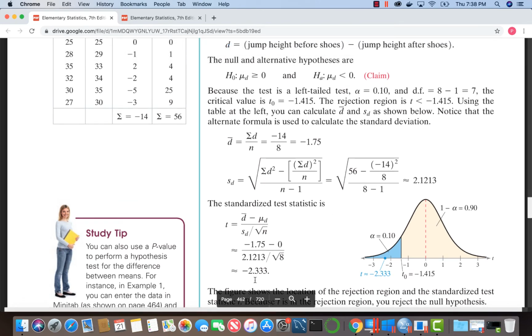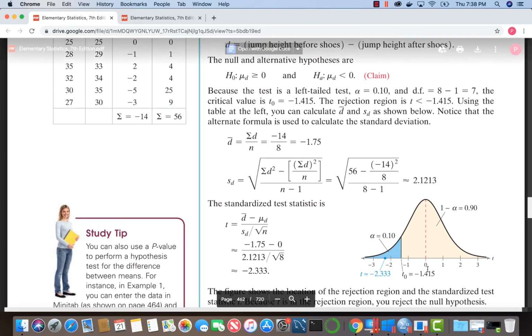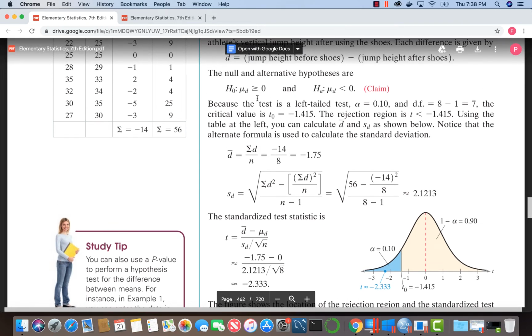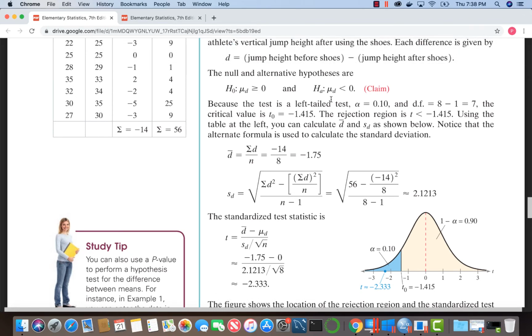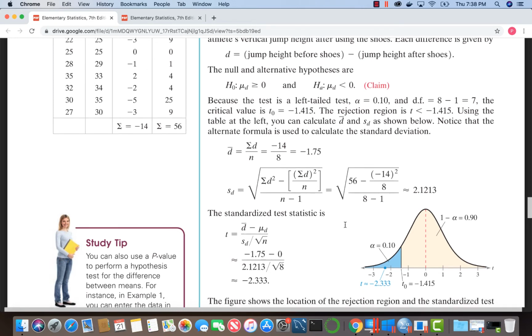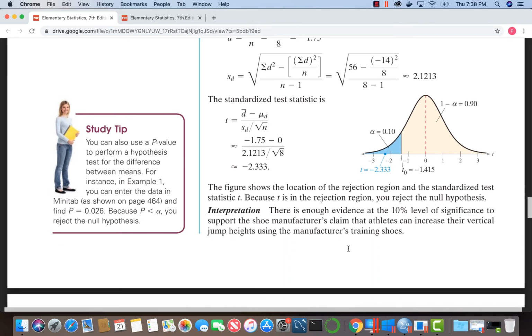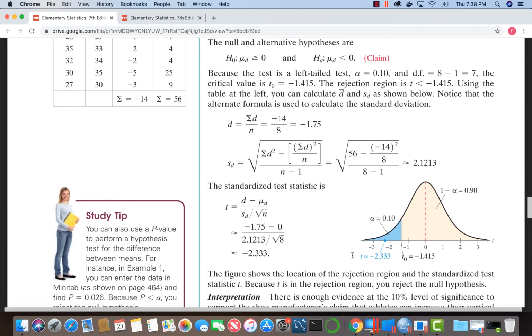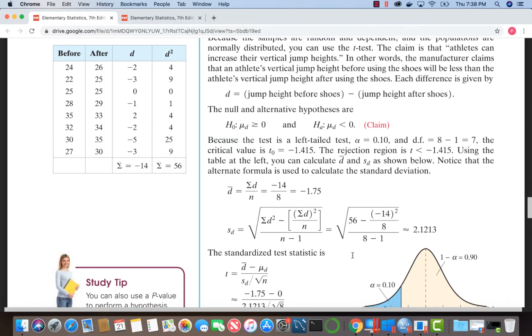And they got this. They landed in the shaded region. So they will reject the null hypothesis. If they reject the null hypothesis, there is sufficient evidence to support the claim. So this is good for the shoe manufacturer. It supports that their training shoe helped the athletes jump higher. Now let's take a look at this in SPSS.